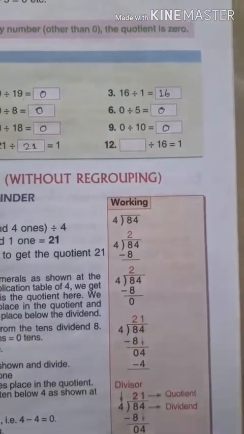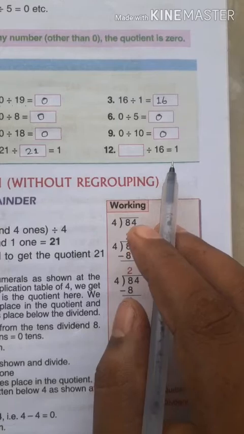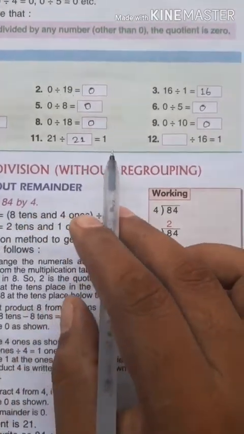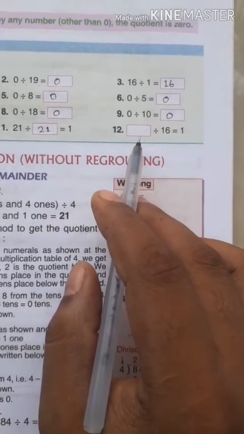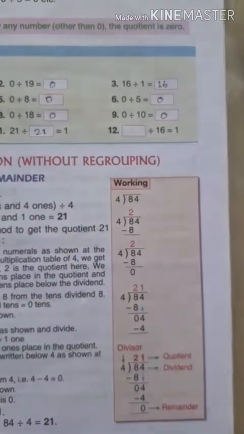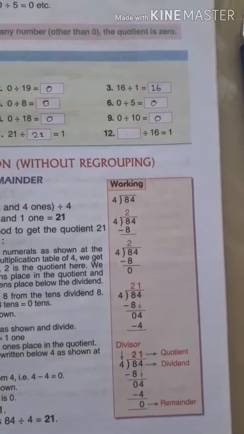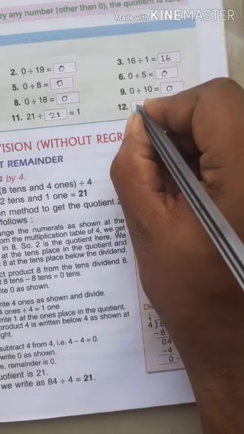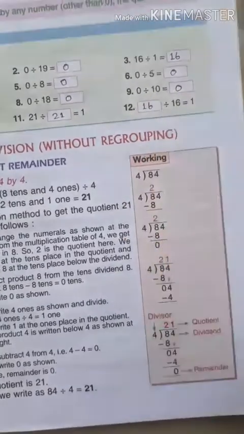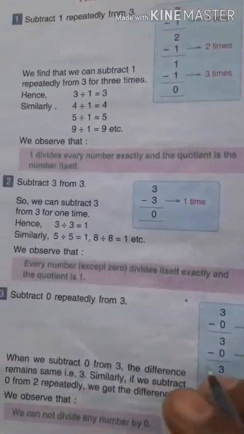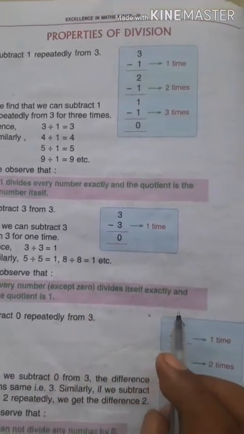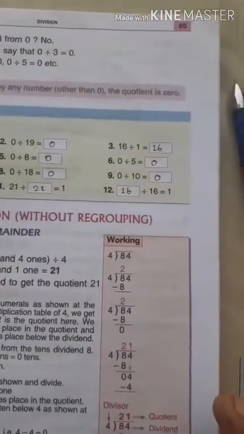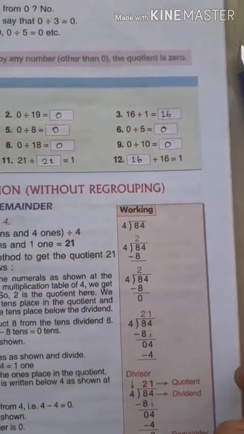Understood? Okay, all of you take question number 12. Dash divided by 16 is equal to 1. Here 21 divided by 21 is equal to 1. What is the missing number here, students? Dash divided by 16 is equal to 1. So the missing number should be 16. Understand? What is our second property? Every number divides itself exactly and the quotient is 1. So the answer is 16. 16 divided by 16 is equal to 1.